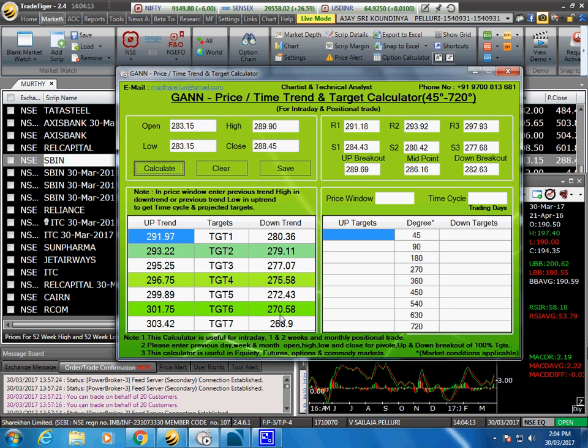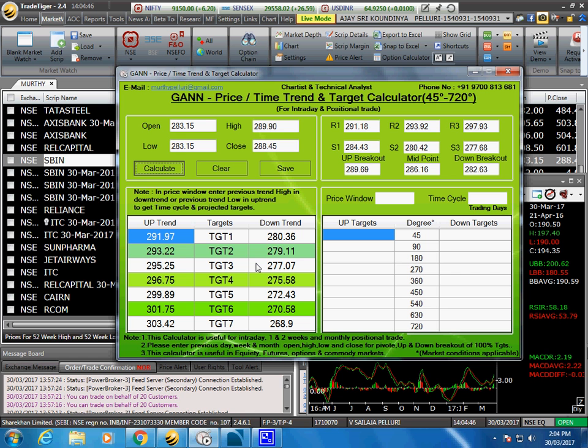More than 98% of the shares will follow this particular range, because this is the 100% uptrend value, this is the 100% downtrend value, this is the up breakout, this is the down breakout, and this is the midpoint. Now in the same manner we can enter for 1 week also, 2 weeks also, and 3 weeks also. Once the month is completed, once we enter the February month data and calculate, we can get the levels for the month of March.